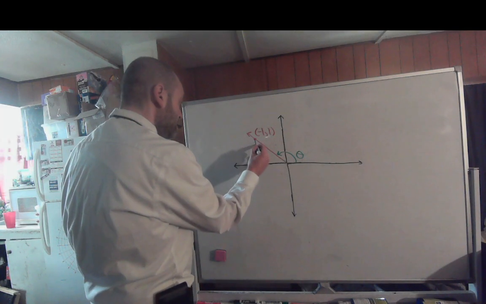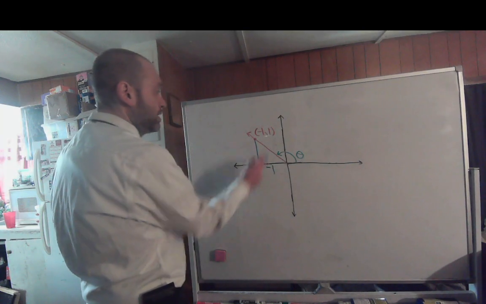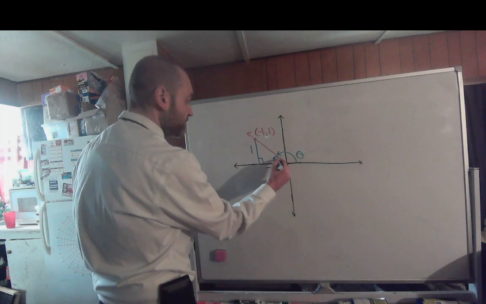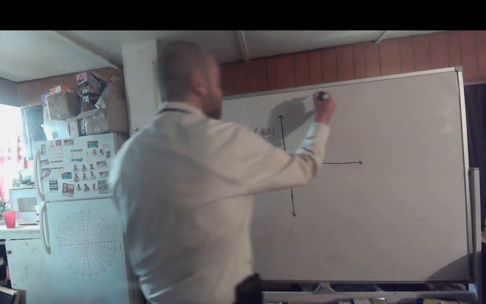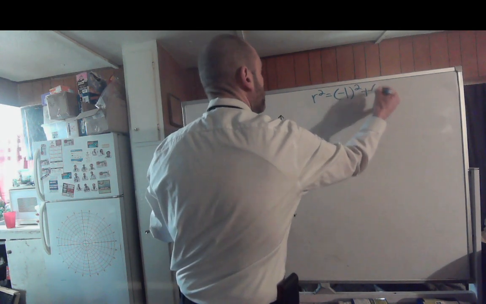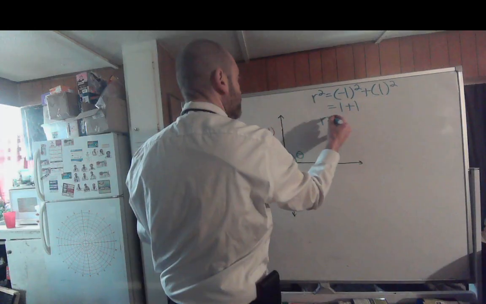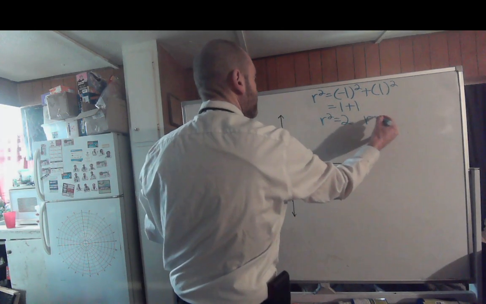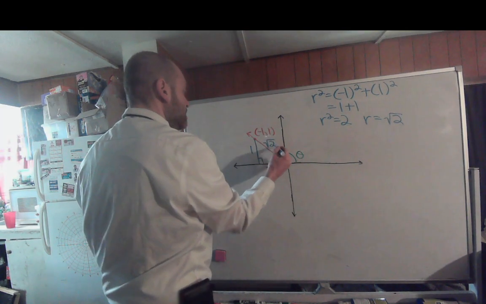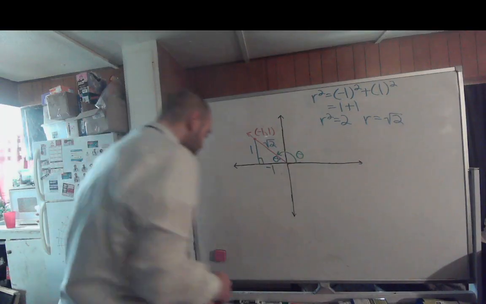So that coordinate tells us our x is negative 1, our y is positive 1. So we can find our radius, and we're actually going to solve for theta prime. So radius squared would equal that negative 1 squared plus the 1 squared. So that would equal 1 plus 1. So the radius squared equals 2, meaning the radius just equals the square root of 2. So the radius equals the square root of 2.